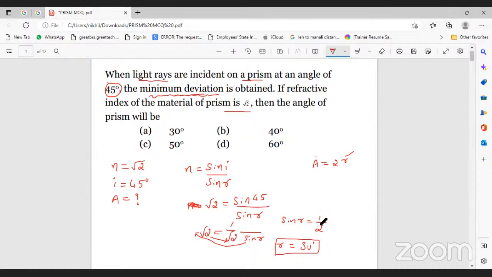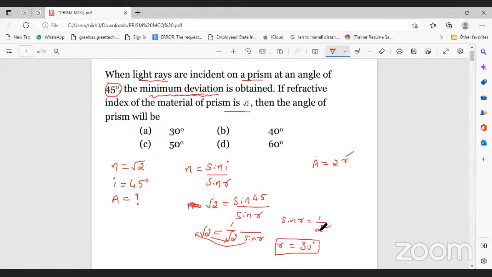√2 into √2 will be 2, no? So 2. So sin r will be 1 by 2. Sin r is 1 by 2. So what will be the r value then? For which angle is the sine function equal to 1 by 2? 30 degrees. So r equals 30 degrees.